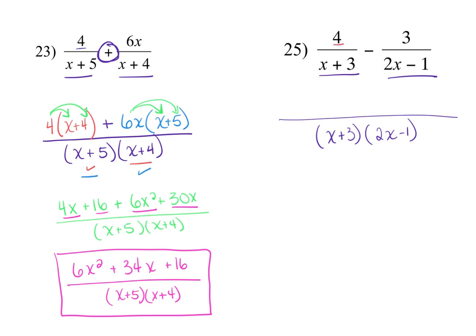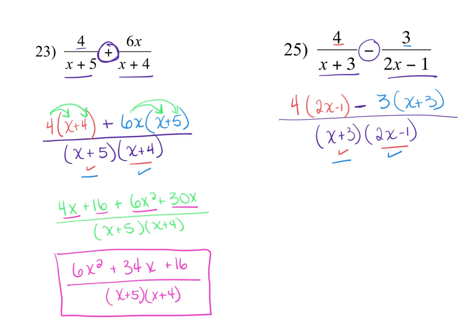We're going to look at our 4. The 4 already has the x plus 3. It needs the 2x minus 1. Make sure you bring down the subtraction sign now. Now we're going to look at our 3. Our 3 already has the 2x minus 1. It needs the x plus 3.